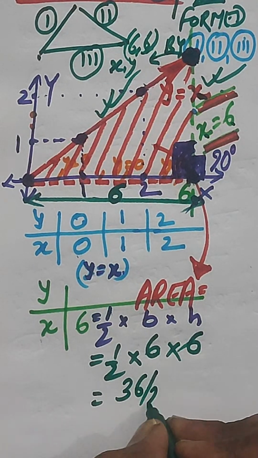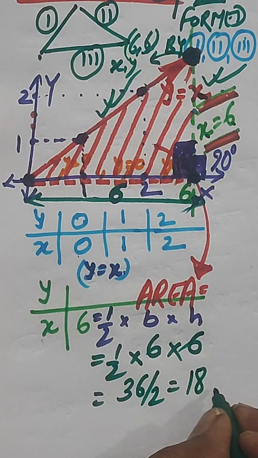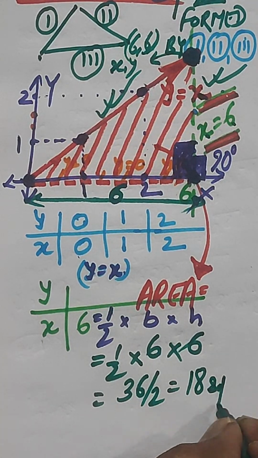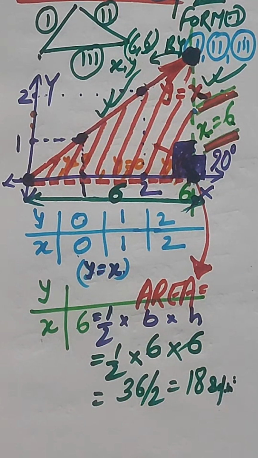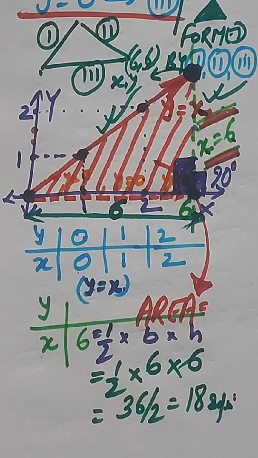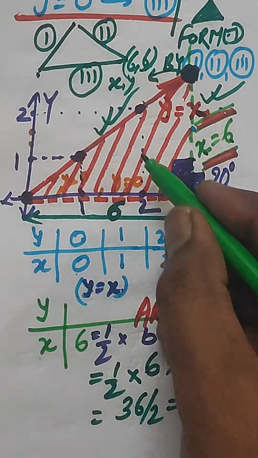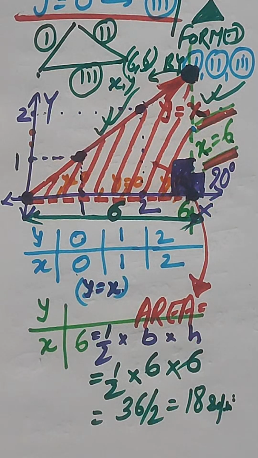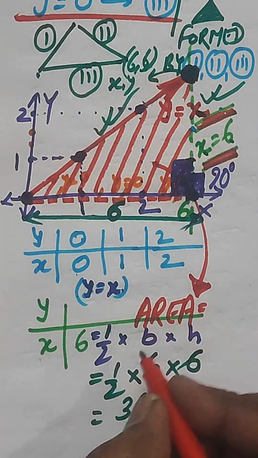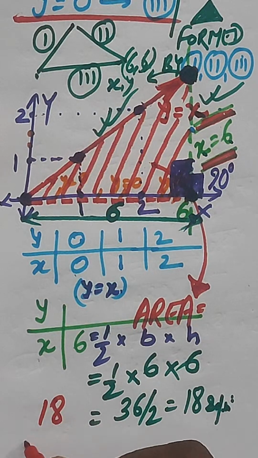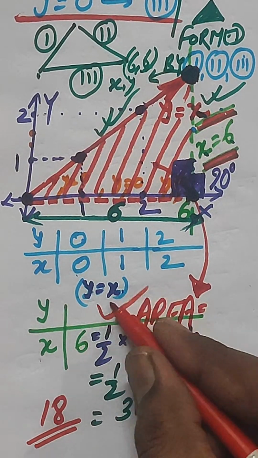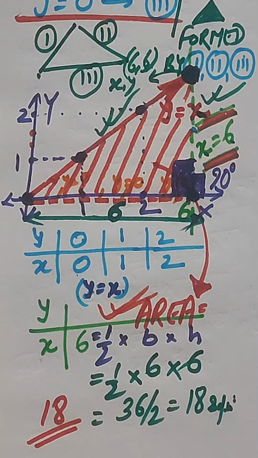36 by 2, which is coming as 18 square units. 18 square units is the area of this graph. So the area of this graph is coming as 18, which is your answer. So area is calculated as 18.